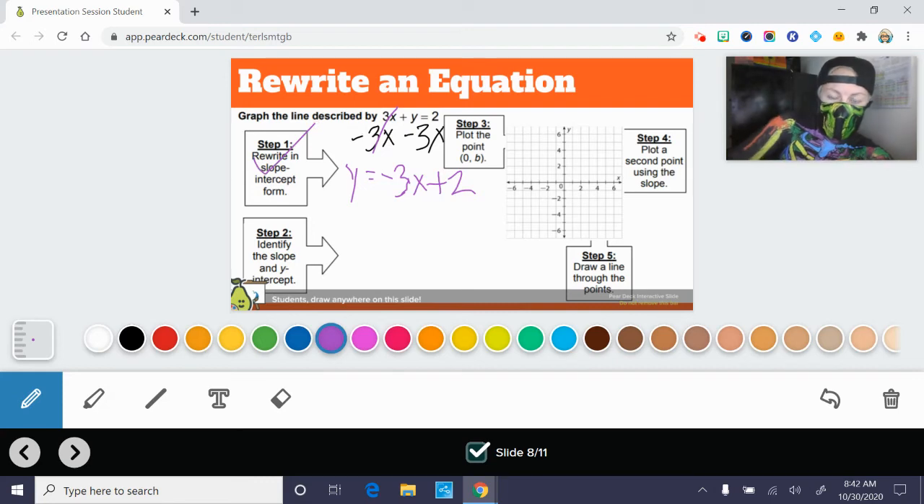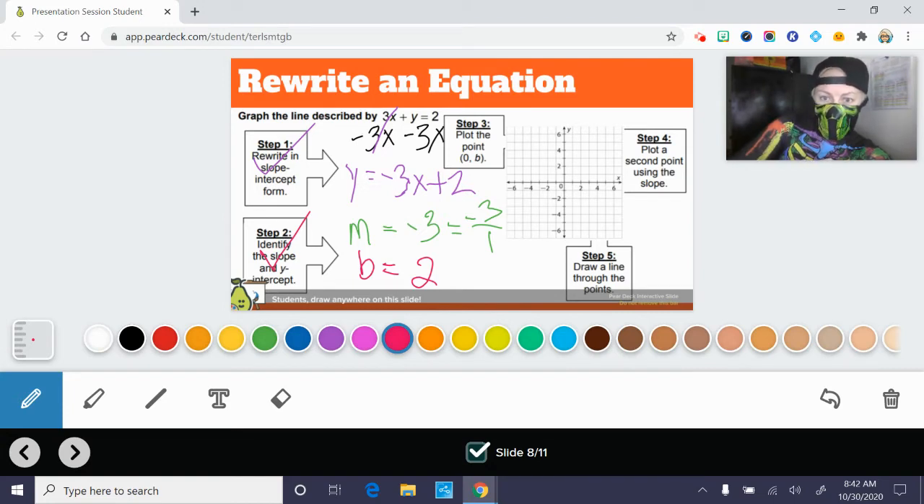Step 1, check. Step 2, identify the slope and the y-intercept. So my slope is whatever the coefficient of the x term is, -3. And because I'm going to be plotting points, it's good to think of it as a ratio, -3 over 1. If you don't have a fraction, just put a 1 in the denominator. That's all you got to do. And then my y-intercept, my b, is the constant, 2. Okay, step 2, check. Step 3, plot the point 0, b. All right, well, 0, b is right here. Then that's all you need the y-intercept for.